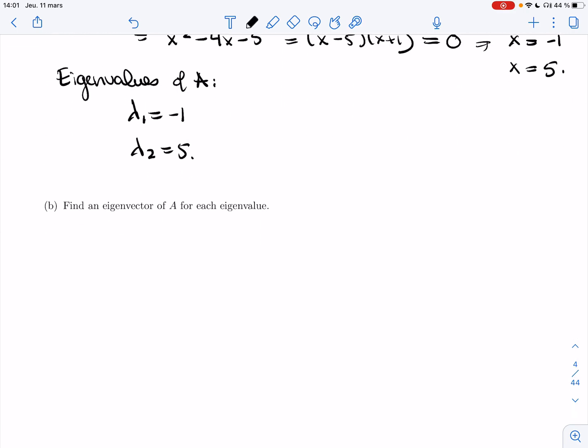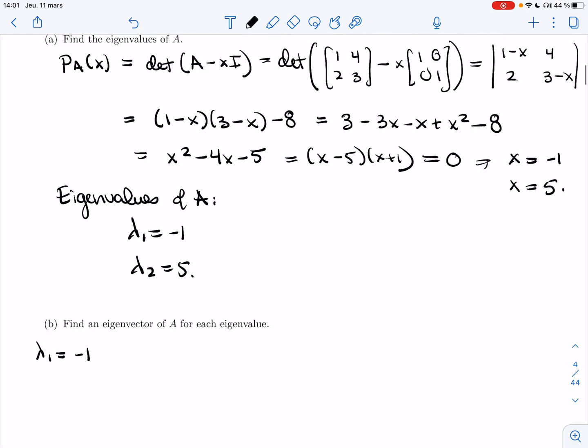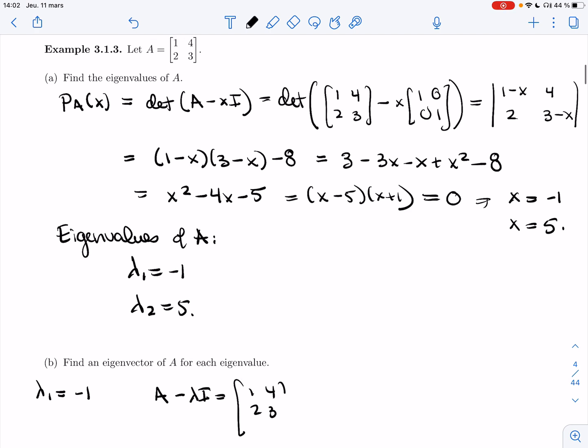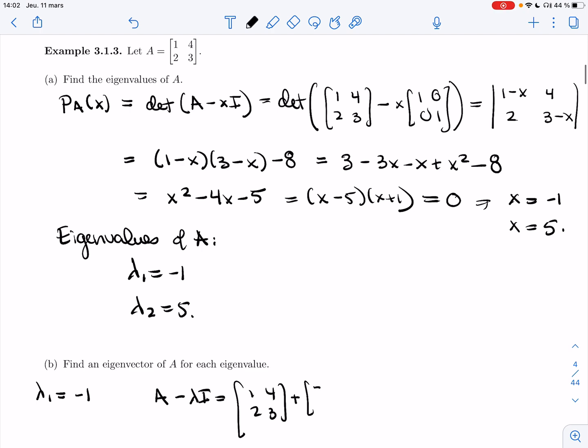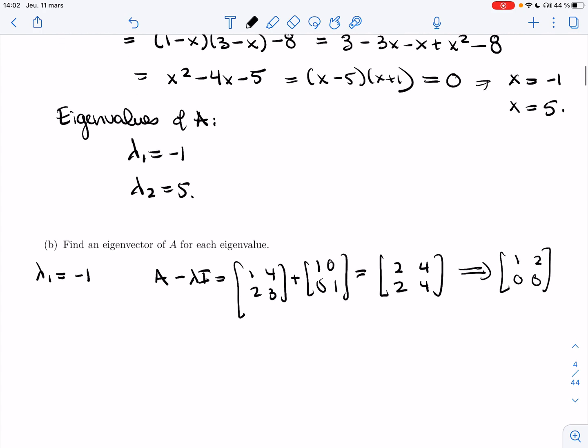All right, so let's work first with, I guess, minus 1. And so I want to look at A minus lambda I. So that will be 1, 4, 2, 3 plus 1, 1 on the diagonal. So I'll get 2, 4, 2, 4. That's going to reduce to 1, 2, 0, 0. All right, so I'm looking for something in the null space. That's the same as thinking of a homogeneous system.